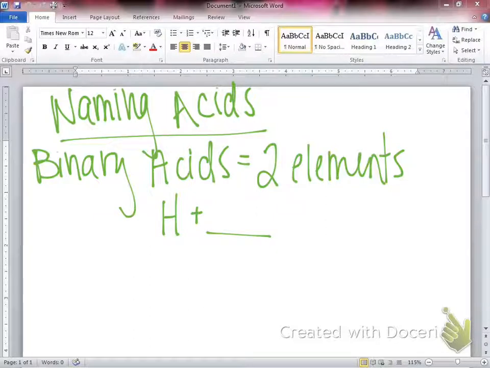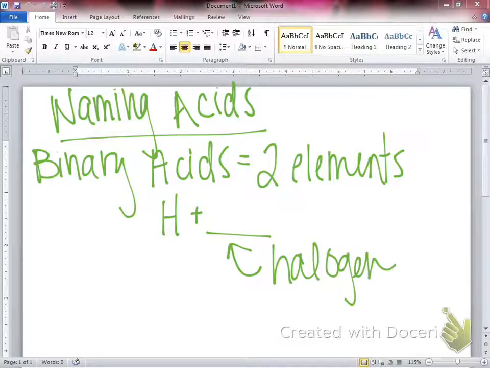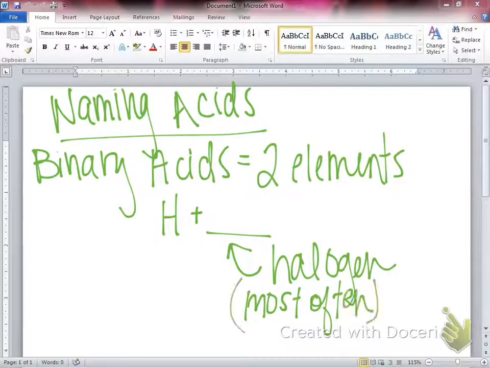Okay, in order to be an acid, it has to contain hydrogen. So naming a binary acid means it's hydrogen plus something else. More often than not, this second element is a halogen. What group are the halogens? They're group 7 or 17, depending on how we number it. If we use our system, it's 7. So those are things like fluorine, chlorine, bromine, iodine, astatine.